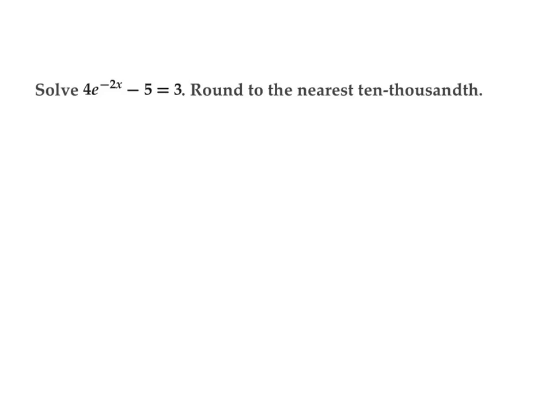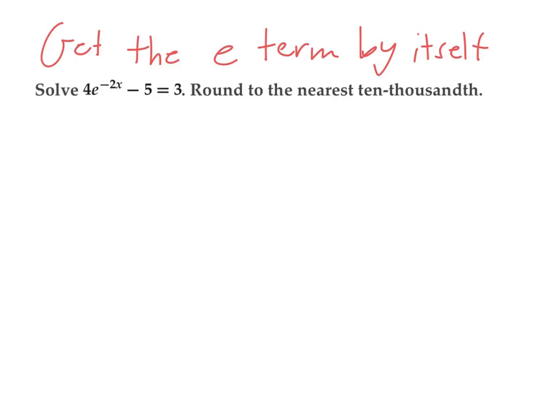The first thing you want to know about solving equations like this is to get the e term by itself first. So I need to get this e to the negative 2x by itself first, which means this minus 5 needs to go and this 4 in front needs to go. So what do you think my first move is going to be?